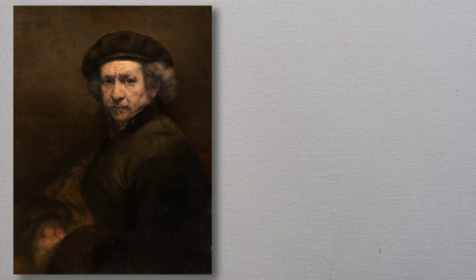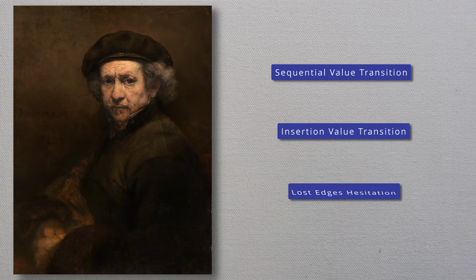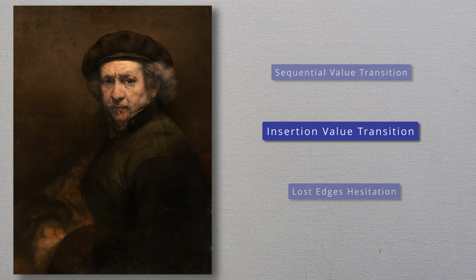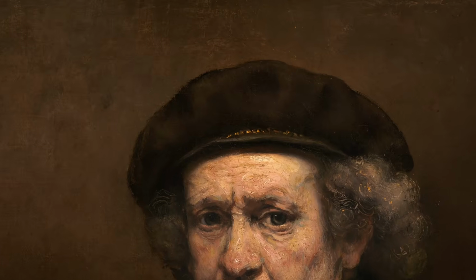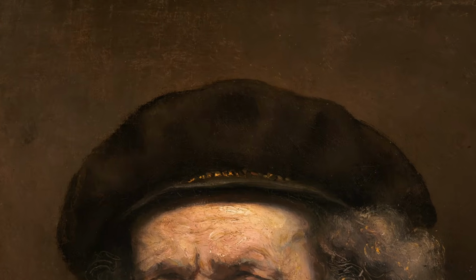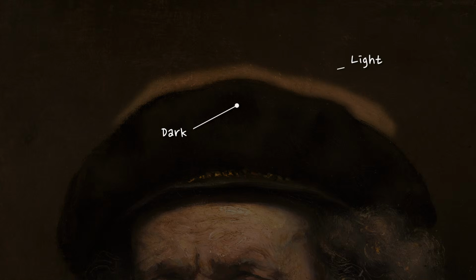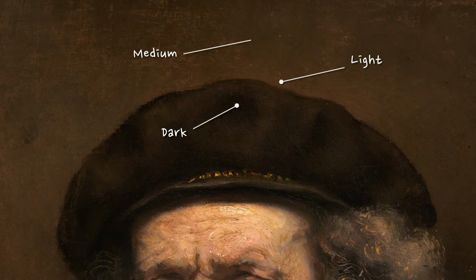When we looked at the self-portrait by Rembrandt, we looked at three value transitions. One of them was called the insertion transition. And this one's a little surprising. We're inserting a value in between that sequence. So instead of going from light, medium to dark, we might go from light, dark, medium, or dark, light, medium. We saw that towards the top of the painting with the hat, where we went from the dark hat to a light value and then a medium value on top of that.